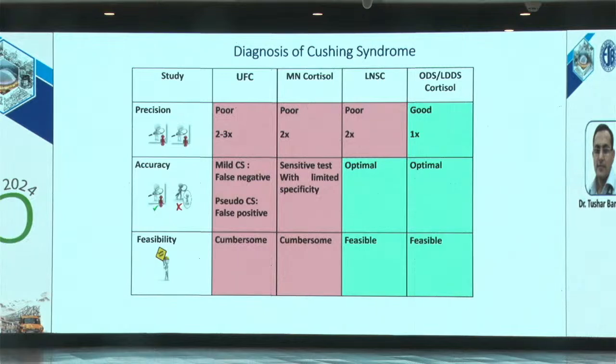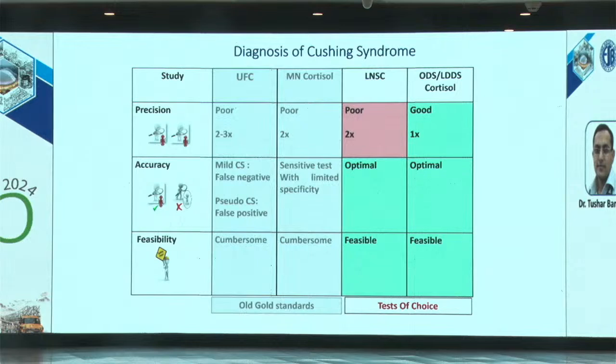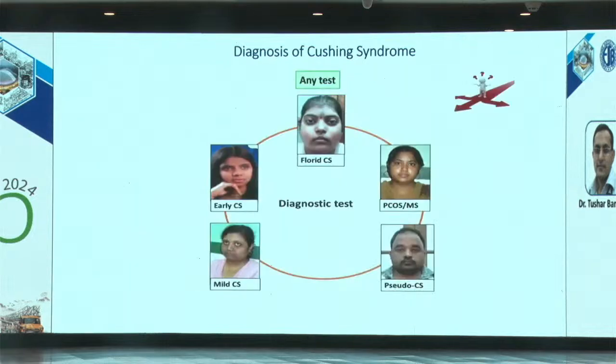Same problem with midnight cortisol. It is a sensitive test, but you have to admit the patient, and that's why it has been looked at as the gold standard, which is old. We have shifted, and our tests of choice have shifted to LNSC and ODS or LDDS cortisol, which gives us information in most cases. They are very sensitive as well as specific, which I will be talking about.